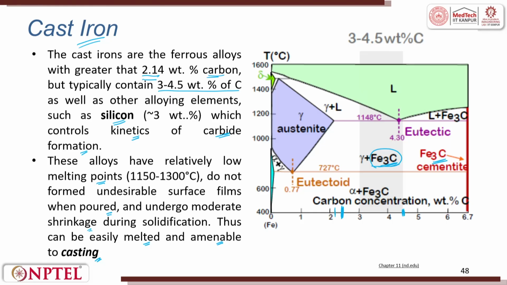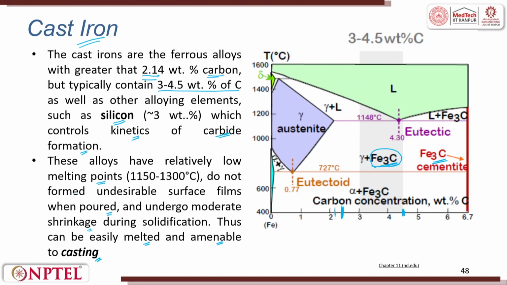Whereas here, the interesting part is that cast iron alloys have a relatively low melting point and do not form undesirable surface films. What are surface films? Like oxidation getting formed, a slurry or sludge getting formed, or a thin layer on the top, which is undesirable, because when you pour it, this also chips in along with the material and gets into the mold or die, creating a defect. So, cast iron does not form any undesirable surface film when pouring and undergoes moderate shrinkage while solidifying.